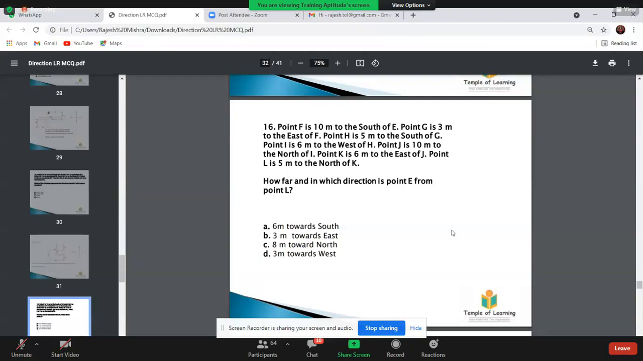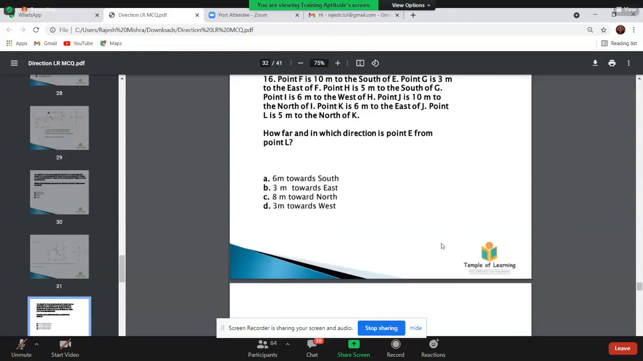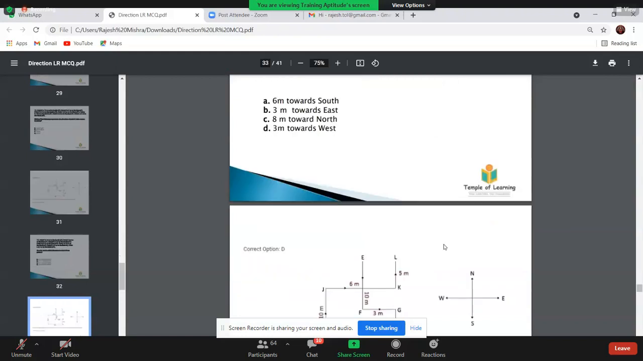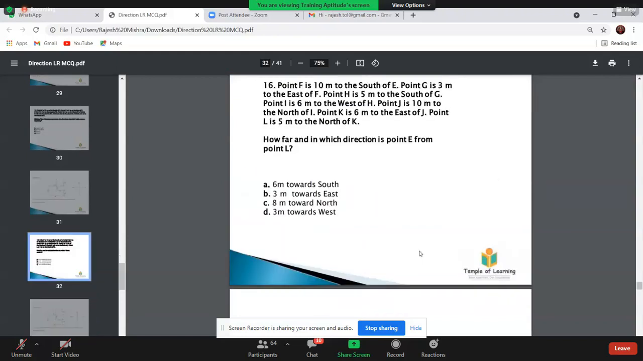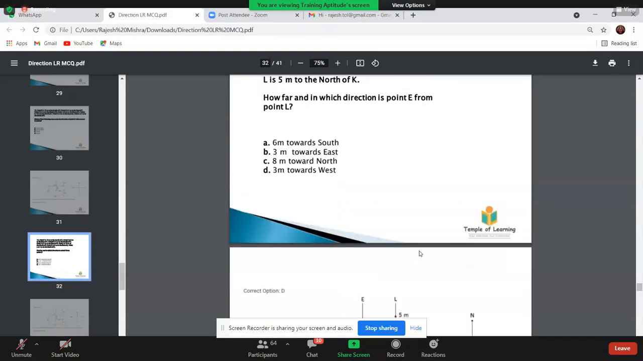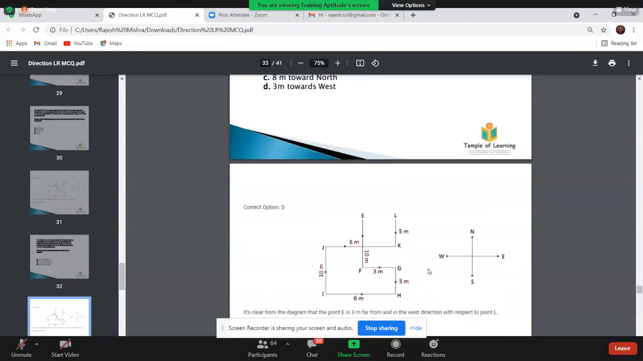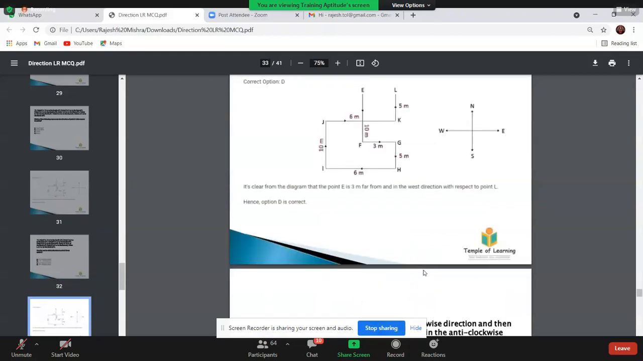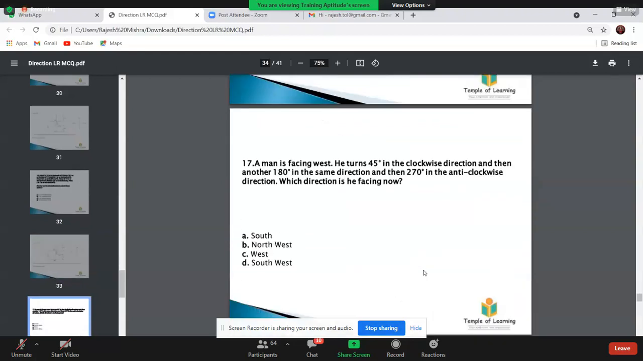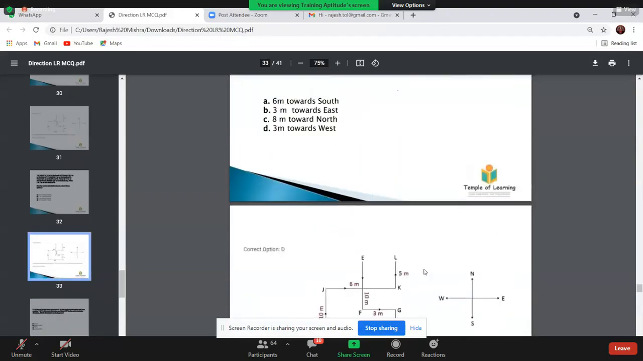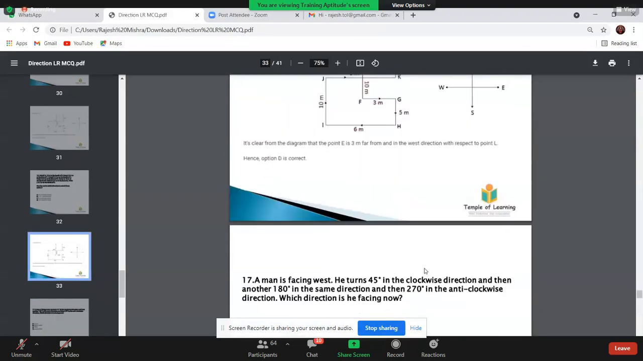How far and in which direction is point E from point L? Point E from point L. Same diagram. Point E from L. West. E is west. How much west? 3 meters west. F to G was also 3. Absolutely, 3 meters. Same diagram. So I'm skipping it now. 3 meters west. Question number 17.